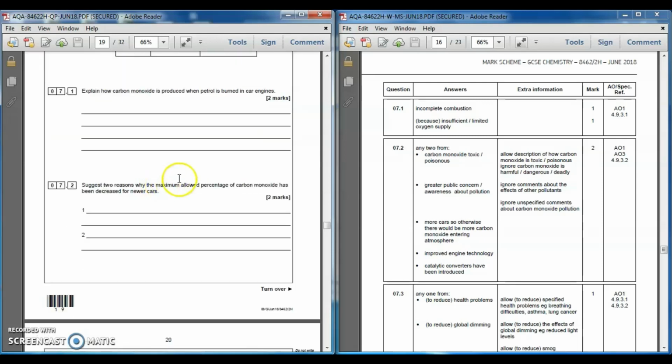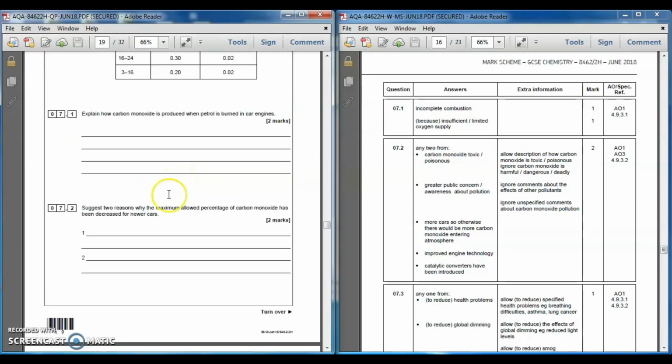For 7.2, it tells you it's not something that's possibly in your revision guide or in your lessons. But it's within your realm to hypothesize, so have a little think about why this might be. So it's why the maximum allowed percentage of carbon monoxide is decreased. And that's like a government decision. So we allowed, let's say, 50 arbitrary units in the 70s, and now we're only allowing 10. So then it's, well, why would the government legislate against that?